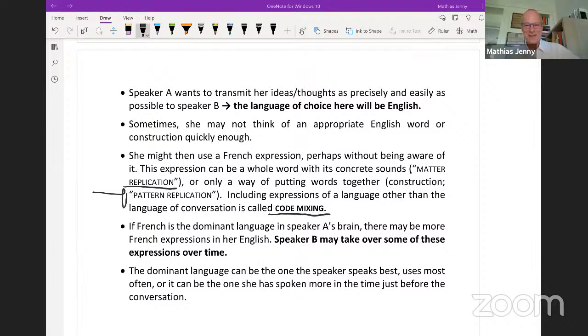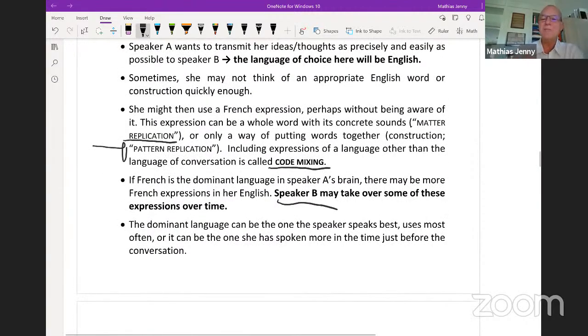So I say Yabi and Jesuba in the English lecture here. This is code mixing. Now, very importantly, speaker B does not speak French. But if speaker A uses many French patterns or words in the conversation, speaker B may take in this French. She may just absorb some of the French of speaker A. And then speaker B's English may also become a little bit French, although speaker B does not speak French.